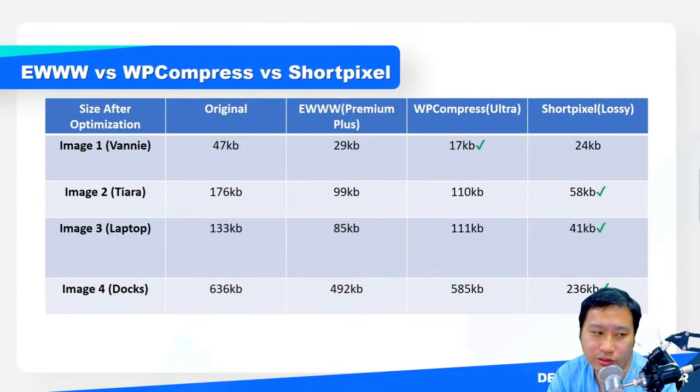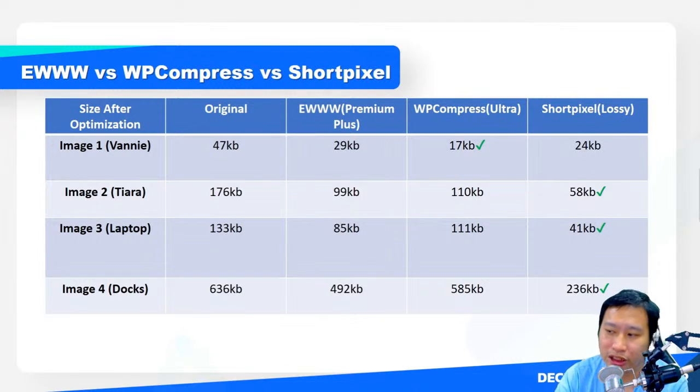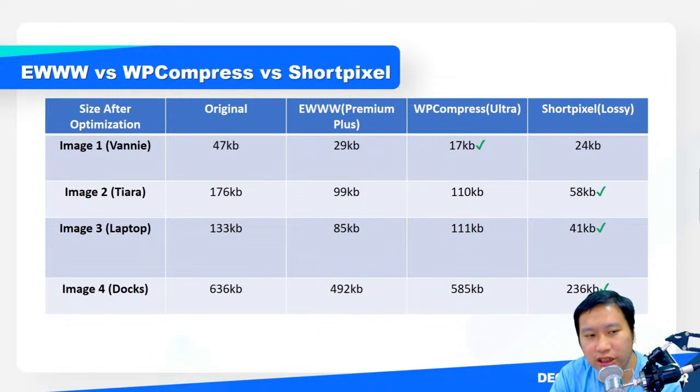And the next one is a picture of a tiara. So it's like a product image, because I wanted to make sure that I cover a few different kinds of images. So if you are an e-commerce store, then you might want to look at this particular image and see if it works for you, because you don't want to over optimize your images and then have your product image not shown clearly, and that could affect your conversion rate. So I used the tiara image over here to show you the differences. The original image is 176 KB. EU is 99 KB, and WP Compress gives you 110 KB, and for Short Pixel it gives you 58 KB. So Short Pixel is the winner here.